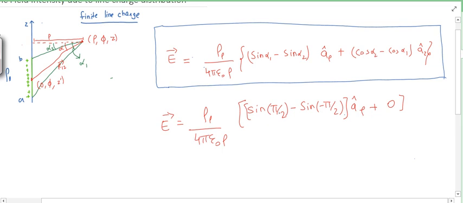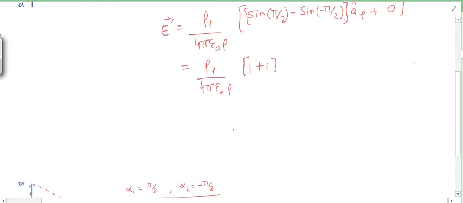Now sin pi by 2 is 1, sin minus pi by 2 is minus sin pi by 2, that is minus 1. So minus of minus will become plus 1. So it will be rho L by 4 pi epsilon naught rho times 1 plus 1 simply. So 1 plus 1 is 2 and this will cancel this. So I can write the electric field for an infinite line charge. It comes as rho L by 2 pi epsilon naught rho.